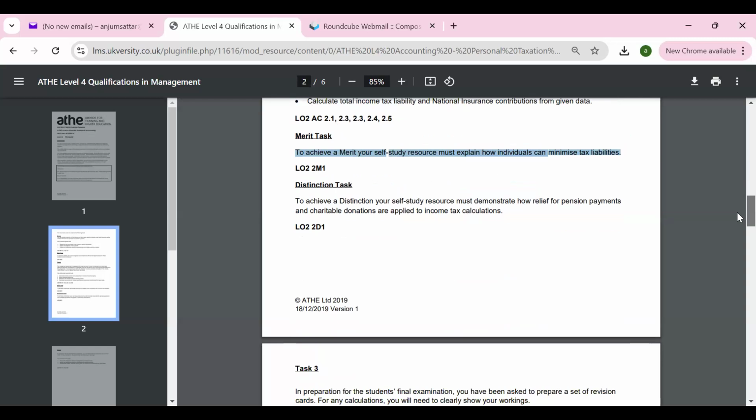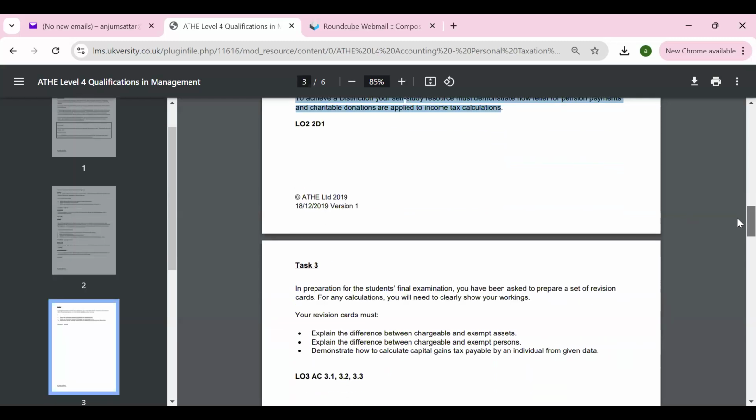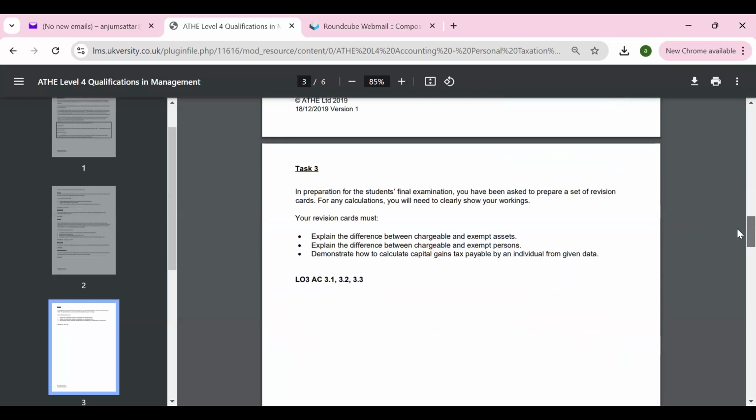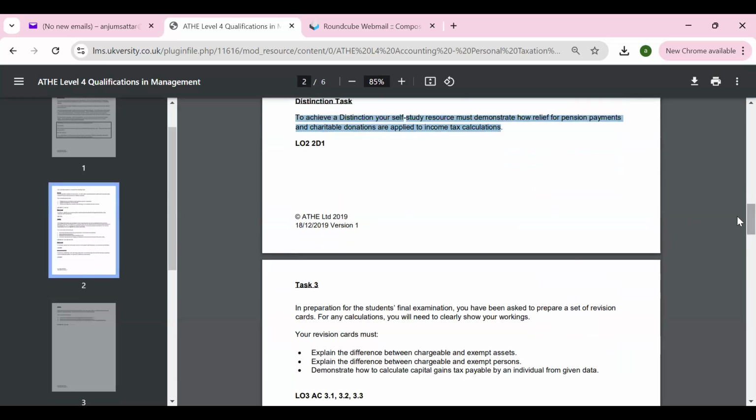To achieve the distinction, self-study resources must demonstrate the relief for pension payments or charity. So if you're giving to charities, of course, we can claim tax relief, and that helps to reduce the tax bill. You are all working in the accounting profession, so you have more experience and always deal with this. So please, anything you think is relevant that meets the criteria to reduce and plan tax is absolutely fine to include.